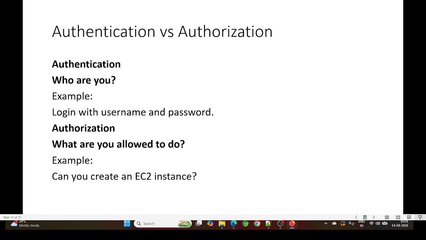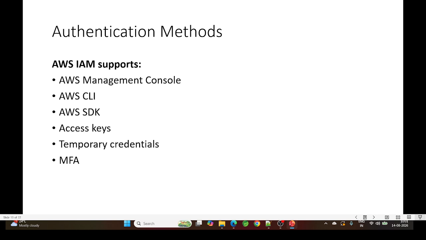So let us see what authentication and authorization are. The two most important security concepts are authentication and authorization. Authentication means who are you. Authorization means what are you allowed to do. IAM helps with identity and access control, so understanding this distinction is important.